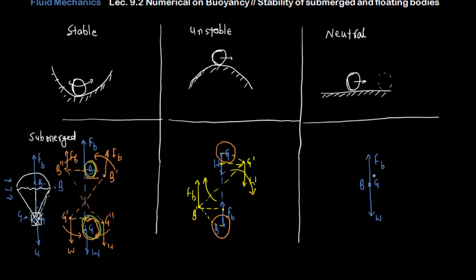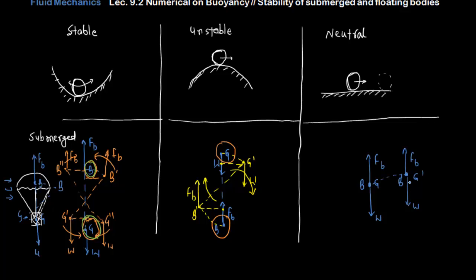So obviously in this case there is no net force and there is no net moment, so the body will gain some new position, but the condition remains the same. We can say that after the disturbance, this point becomes B dash, and the buoyant force will act here, and the similar point will become G dash, and the weight will act here.